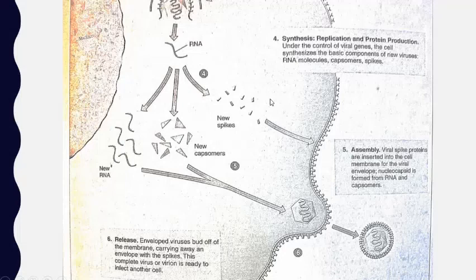And then, number 5 is the assembly. Assembly, viral spike proteins are inserted into the cell membrane for the viral envelope. Nucleocapsid is formed from RNA and capsomers. So, ito na siya. Ayan, nag-form na siya ng new coronavirus. And the number 6 will be the release. The enveloped virus buds off the membrane, carrying away an envelope with the spikes. This complete virus or virion is ready to infect another cell.